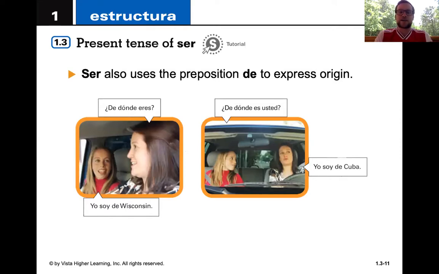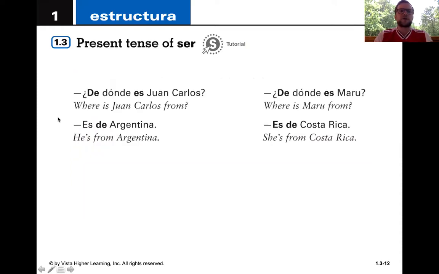¿De dónde eres? Yo soy de Wisconsin. ¿De dónde es usted? Yo soy de Cuba. Okay? So practice that. ¿De dónde eres tú? ¿De dónde eres? Bien, muy bien. Ok, otras preguntas. ¿De dónde es Juan Carlos? Juan Carlos es de Argentina. Okay? Es de Argentina. He is from Argentina. So this is also an important thing to note.